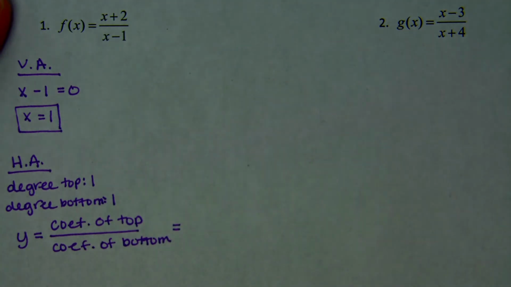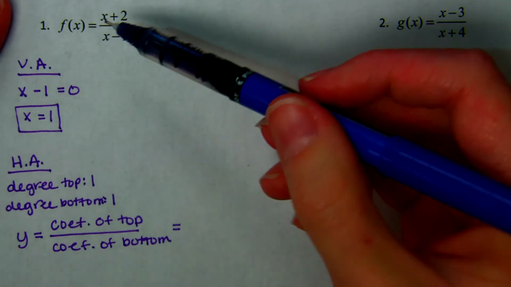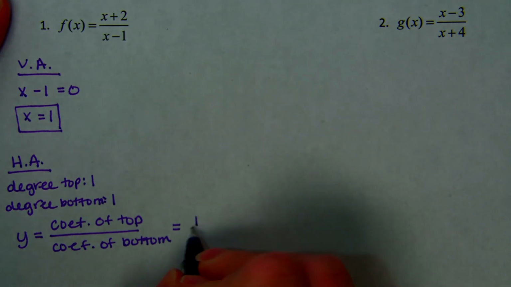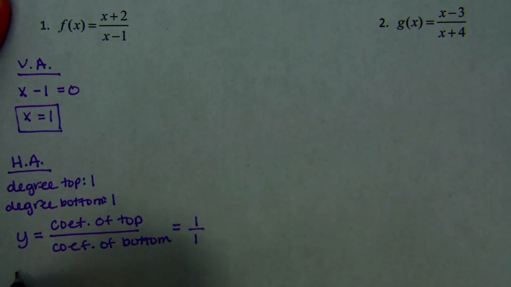And I know that's a little confusing. What you do is you compare the degrees, and if the degrees are the same, then you take the coefficient of the top and put it over the coefficient of the bottom. Well, here it's 1x and 1x, so my coefficients are 1 and 1. So it's just 1 over 1, which means that my horizontal asymptote is y equals 1.